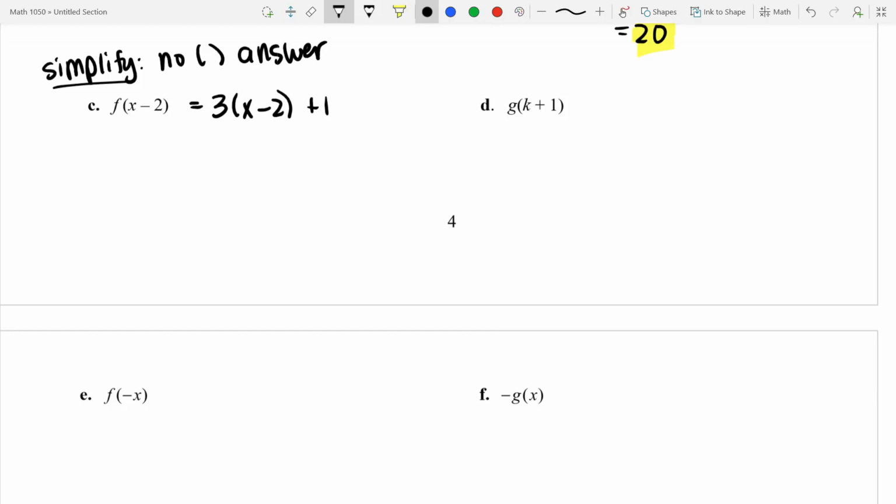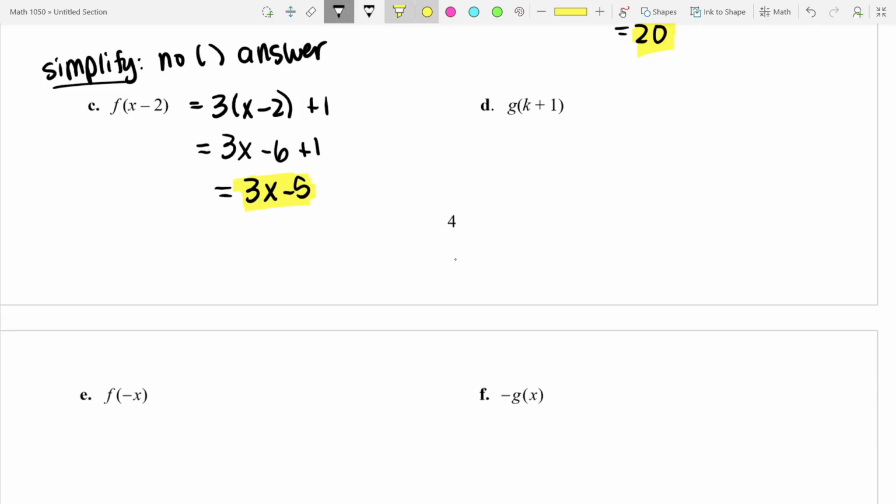So is question C simplified? No. Tell me with one word what to do, everybody. Distribute is correct. So you have 3x minus 6 plus 1. That gives me 3x minus 5. That's your answer. Highlight it, and you're done. Okay, let's do the next one.